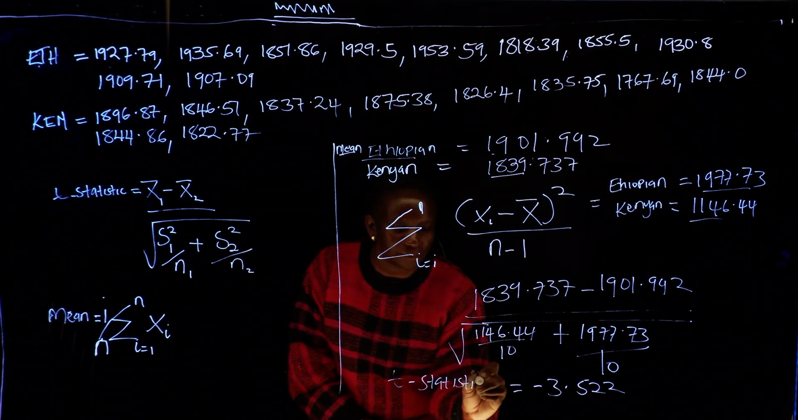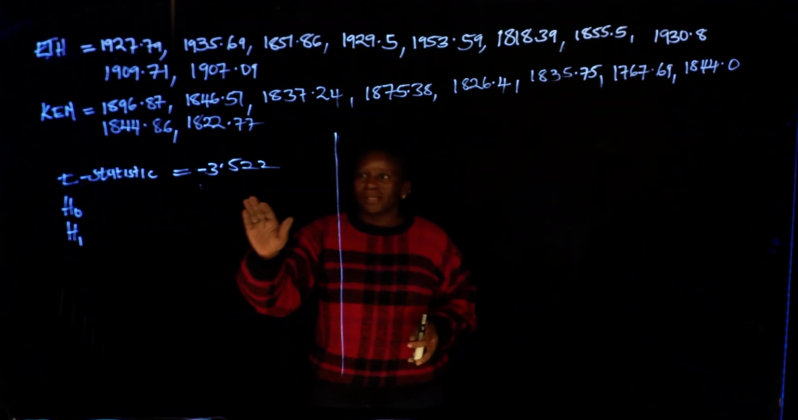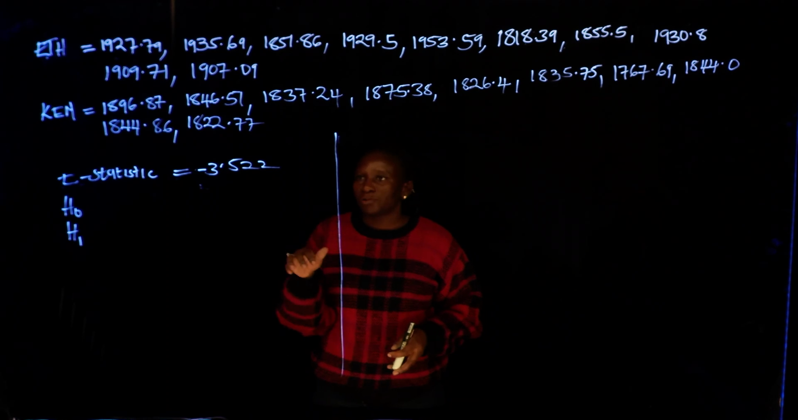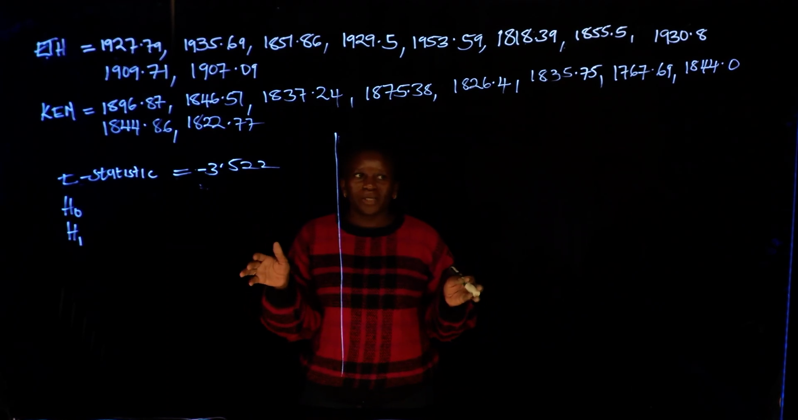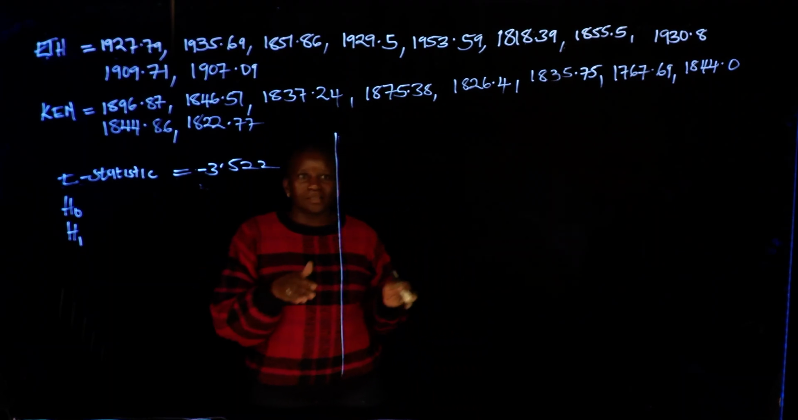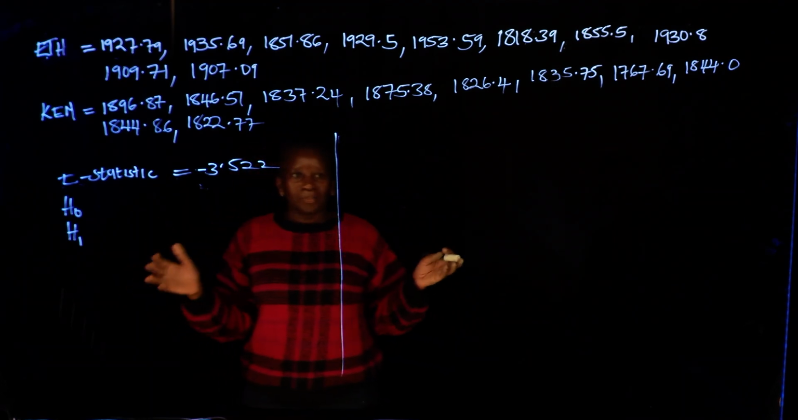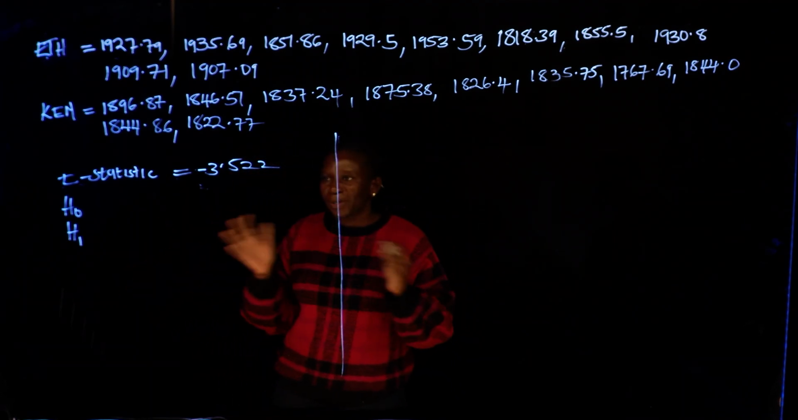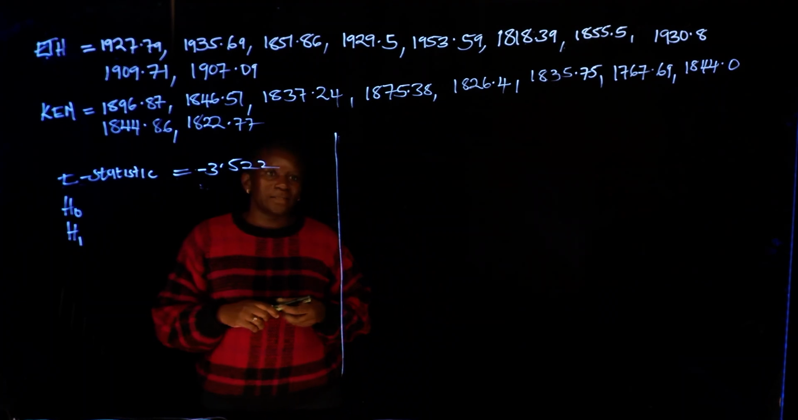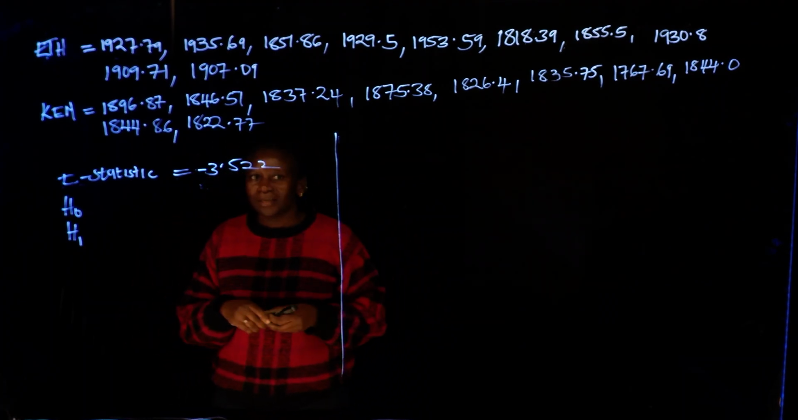And this is the value for our T-statistic. Okay, now that we've gotten our T-statistic value, which is negative 3.522, we need to remember what we're trying to do. We're trying to find out if the Kenyan runners are faster than the Ethiopian runners. So that means our hypothesis here, when we set our null hypothesis, we are saying that Kenyan runners are not actually faster than the Ethiopian runners.